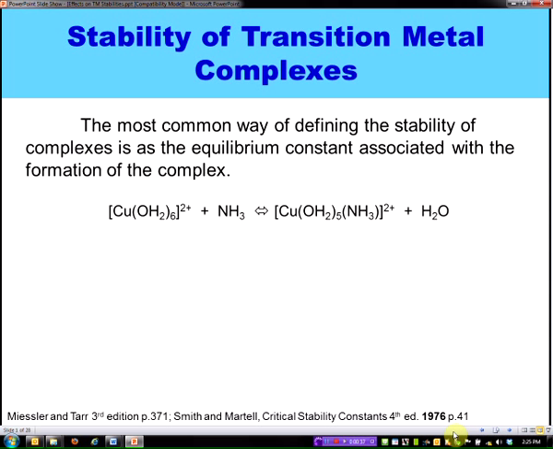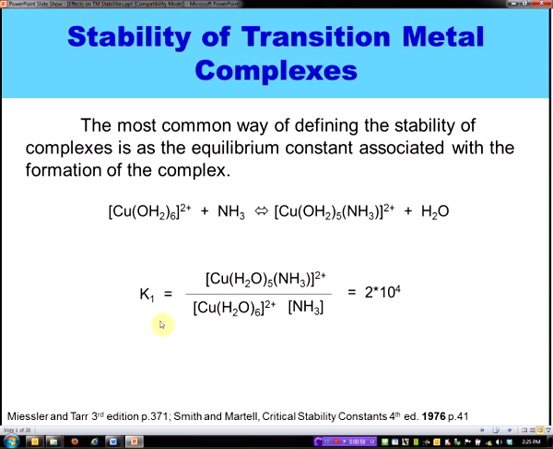So the most common way of defining the stability of complexes is with the equilibrium constant associated with the formation of that complex. If you'll remember from Chem 1b, this is the formation constant. So here we've got a reaction that we're looking at, and so this is the copper complex with 6 water molecules attached to it, and we're going to displace one of the waters with an amine ligand.